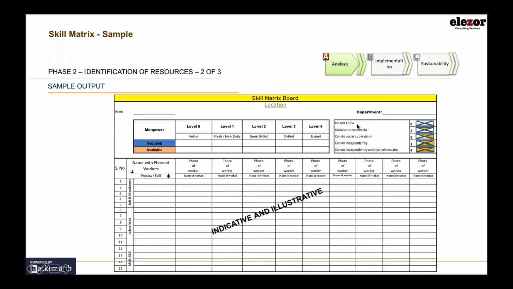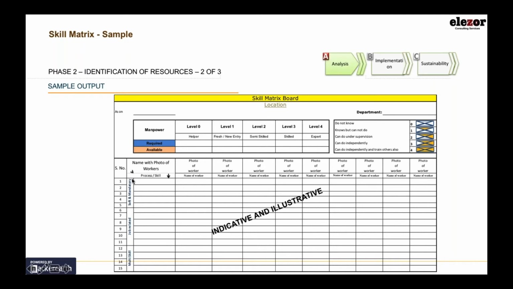Does he know, do not know, knows but cannot do, can do under supervision, can do independently, and train others also. So this is what I was saying. People who are in skill 3 and skill 4 will be the ones eligible for the multi-skilling program, and people who will be in stage 4 will finally be eligible for becoming the trainers in the future, right?